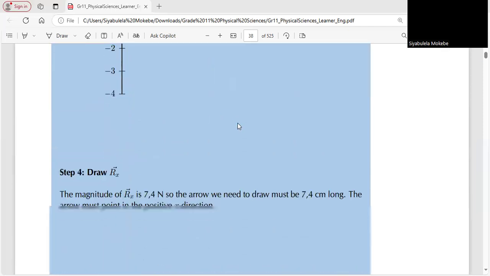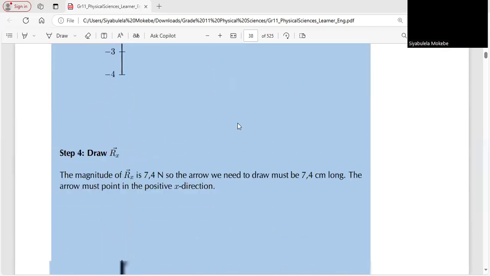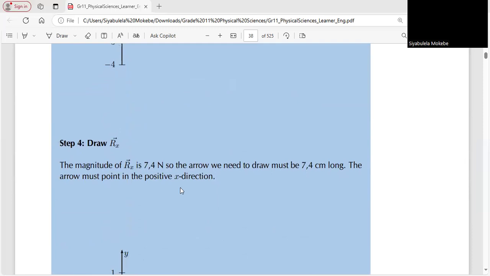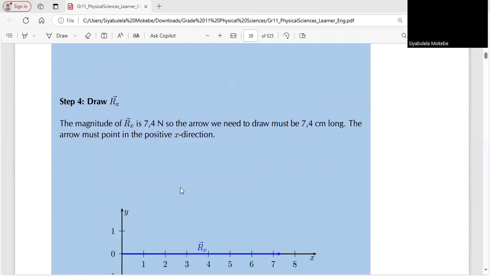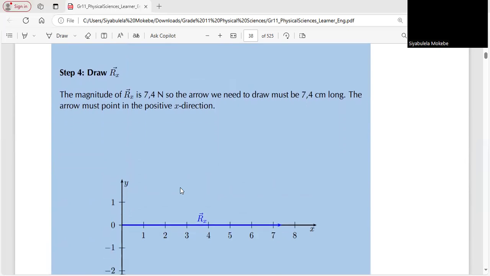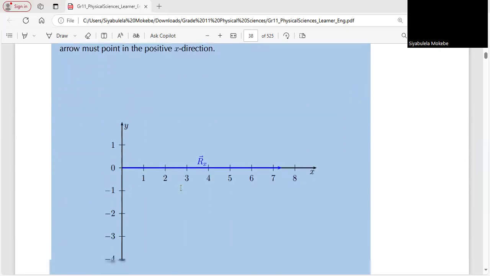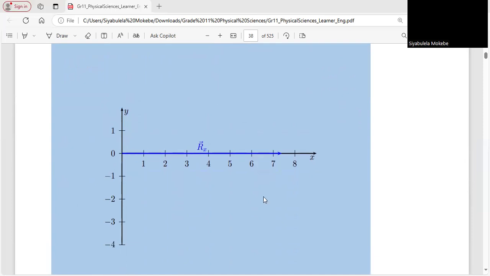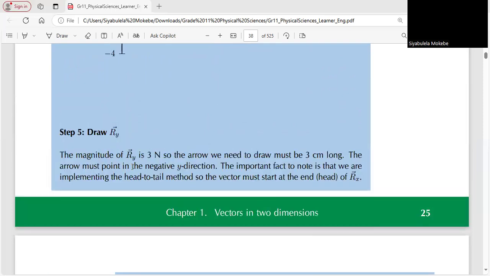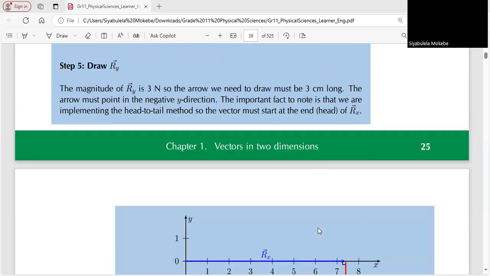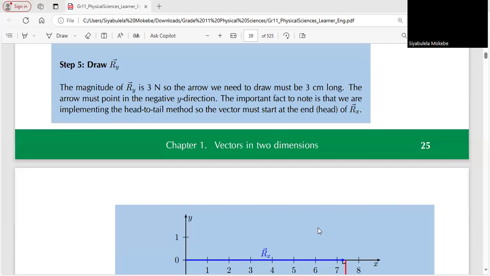So that's that. Then draw Rx. The magnitude of Rx is 7.4, so the arrow we need to draw must be 7.4 centimeters long. The arrow must point in the positive x direction. That's the blue arrow. The magnitude of Ry is 3 Newton, so the arrow we need to draw must be 3 centimeters long. The arrow must point in the negative y direction.